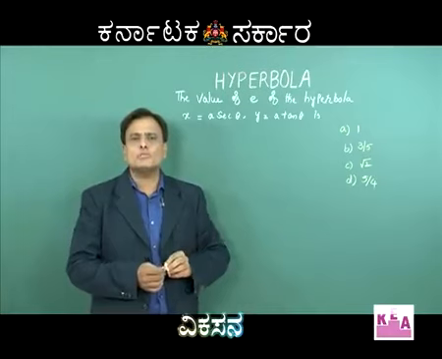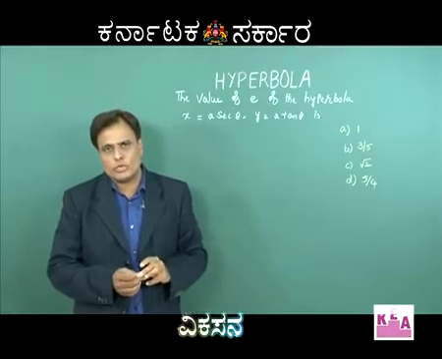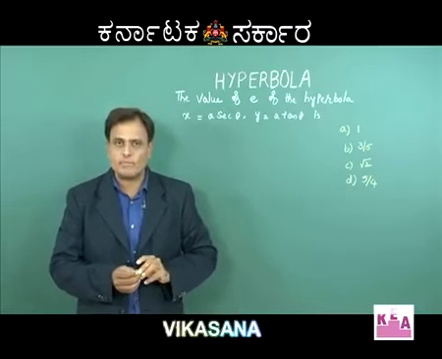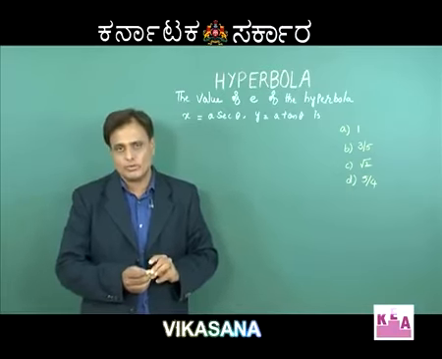Straight away one option can be ruled out: option B, 3 by 5, which is less than 1. As we know, for a hyperbola the eccentricity will always be greater than 1.